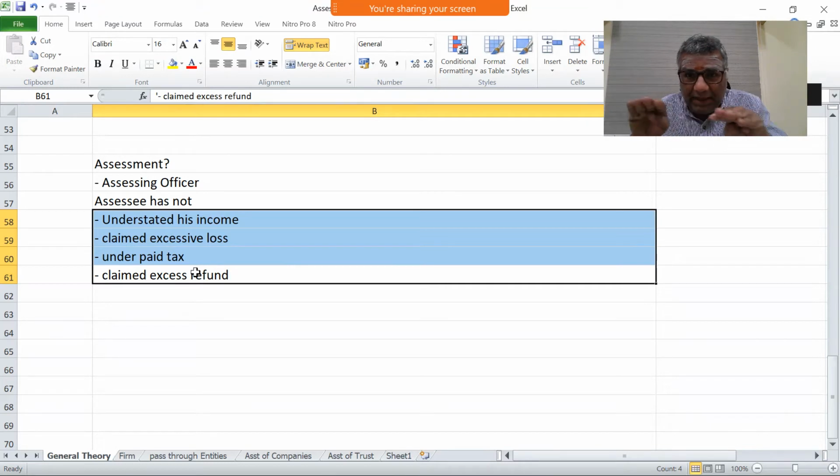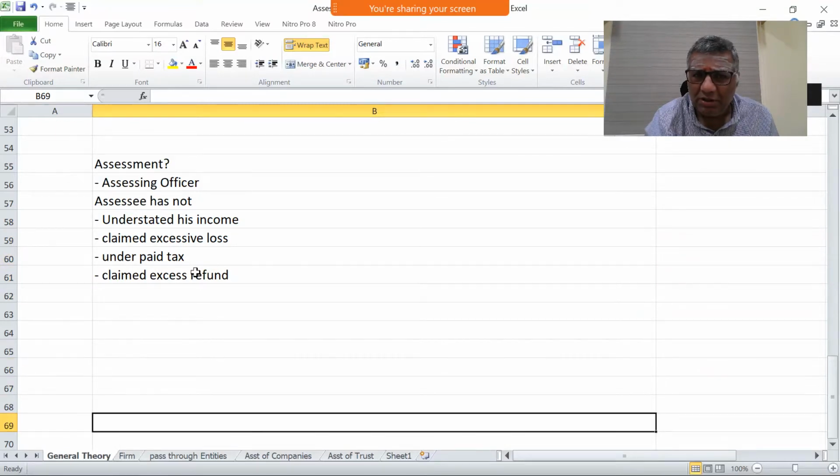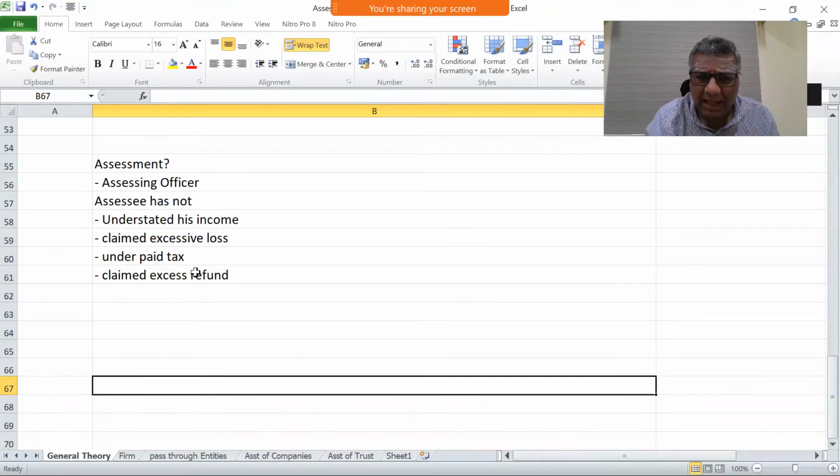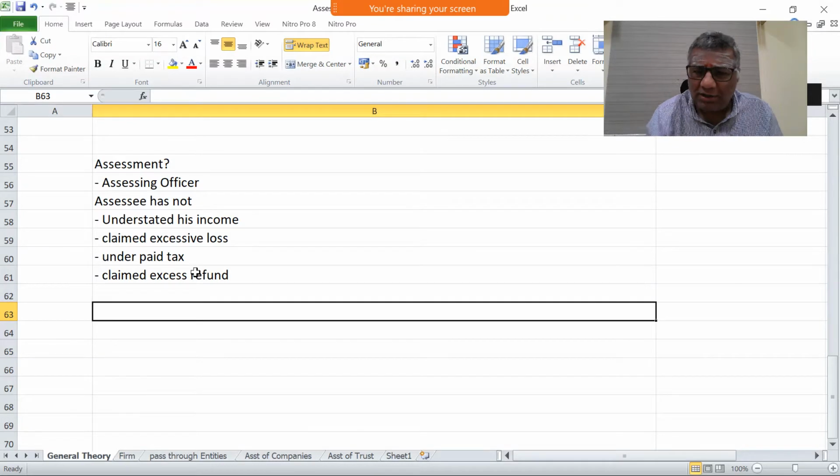I'm just preparing the base work to take you to the process. The next thing I want the class to understand is how many types of assessments there are. How many types of assessments? Trust me, there are only 3 types of assessment.